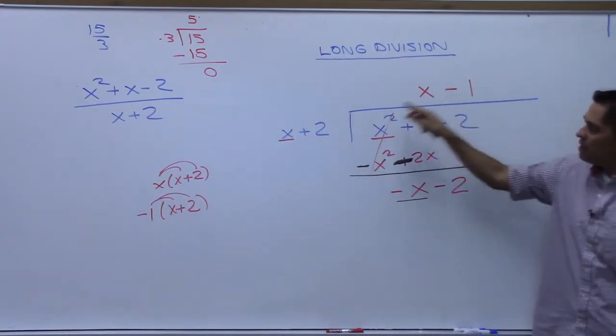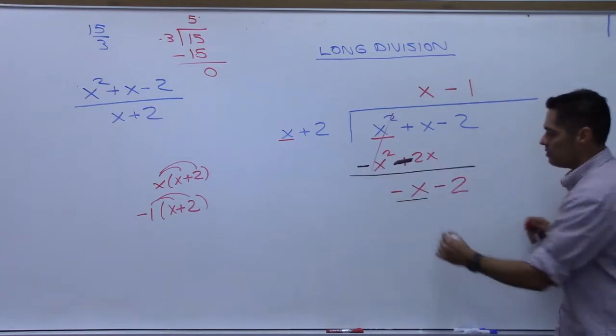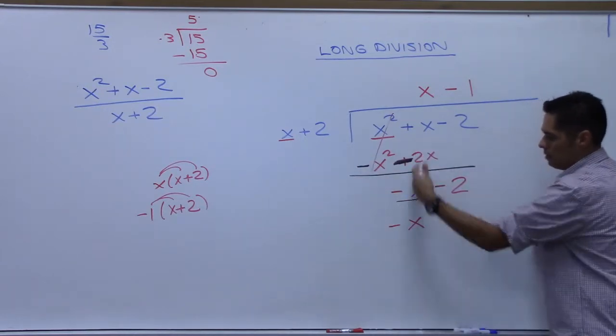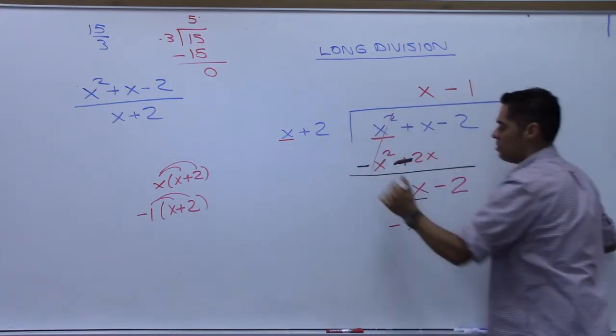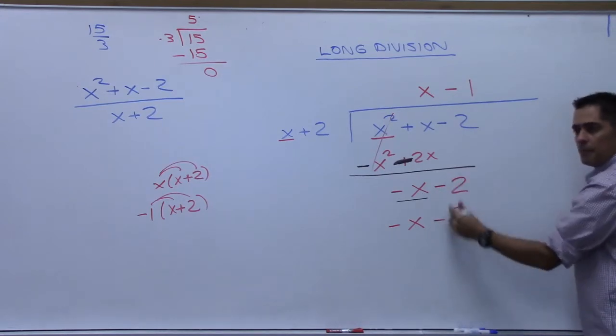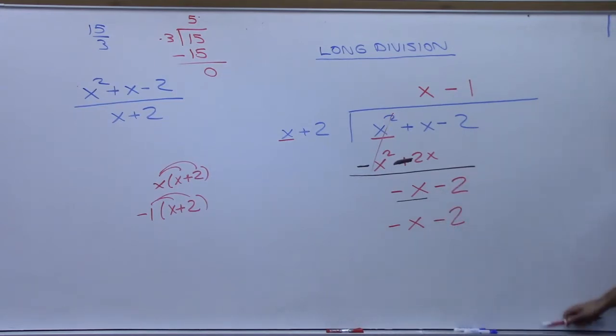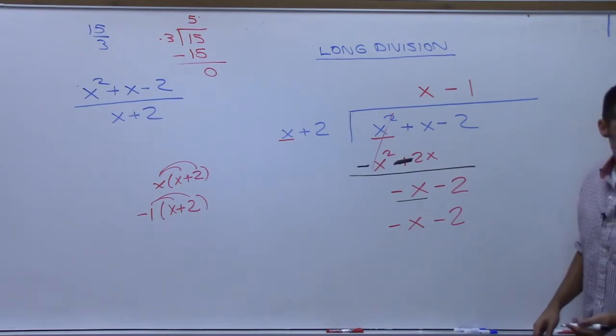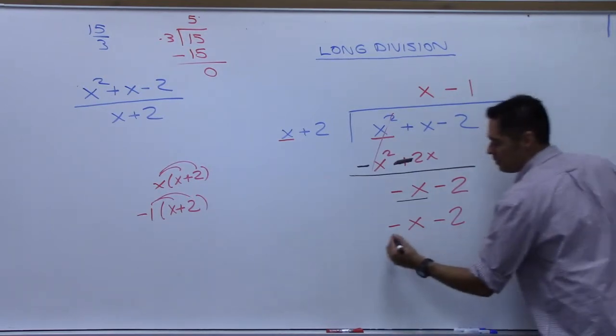So what's negative 1 times x? Negative x. Put that underneath, lining up. Negative 1 times 2, negative 2. Line it up. Questions? Yes? Why can't we just use synthetic division? Well, we don't know what that is yet. That's our short division. Yes, we will. Yes, definitely we will use that.